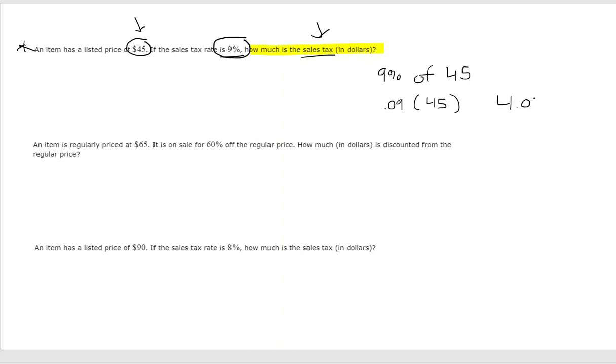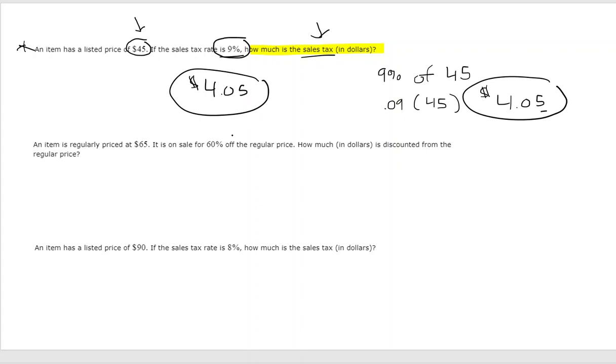4.05. Now money-wise, this is $4.05. Remember, money always rounds to the hundredths place, okay? So the sales tax would be $4.05, and that's what this is asking you for, okay? Now, the actual cost of the item would be the $45 plus the sales tax, okay? Remember, sales tax is always added on, but what you're supposed to enter here is how much is the sales tax. It is $4.05.